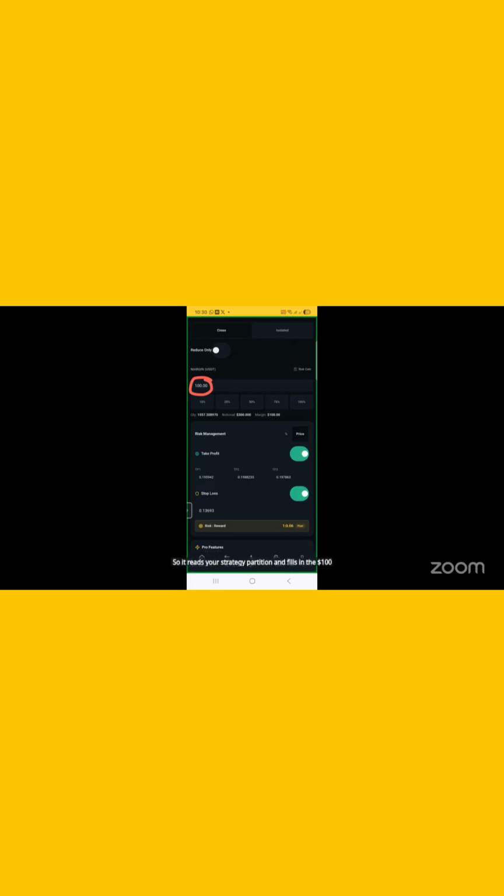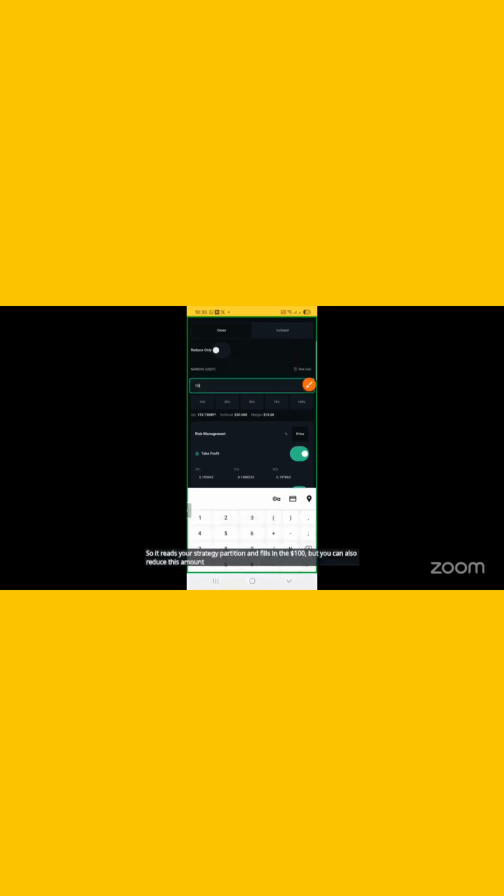But you can also reduce this amount. You can say, no, I want to put in $10. No problem. I want to put in $20. What do you do? You put in 20 and you remove the figure in front here. I want to put in $20. I want to put in 200. It is up to you.